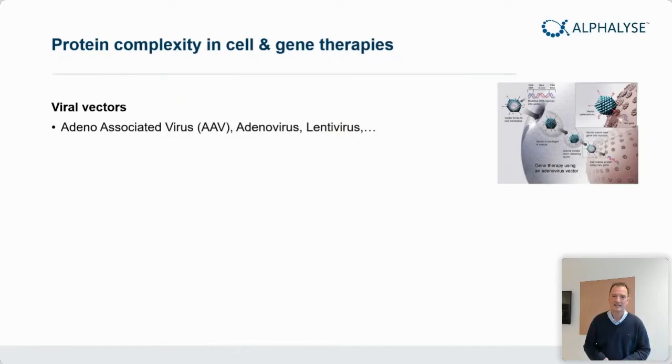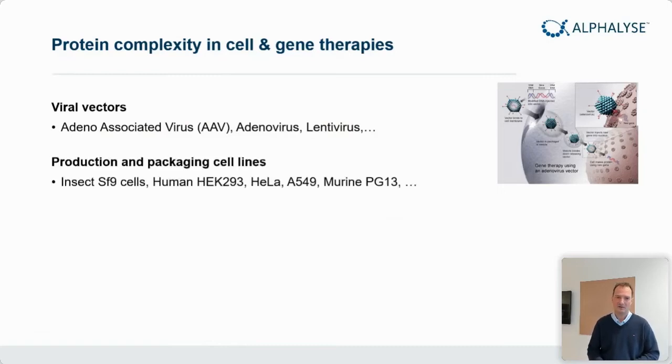So why is it so difficult to measure these types of products? One of the reasons is that they are very complex. The samples are very complex. It's a mixture of different proteins from different sources. I've listed some of the sources up here. So one is the viral vectors used. Each of them contains a number of different proteins that are part of the product.